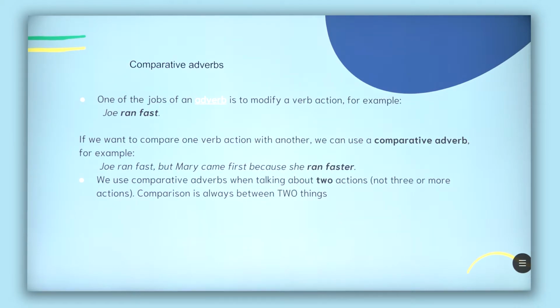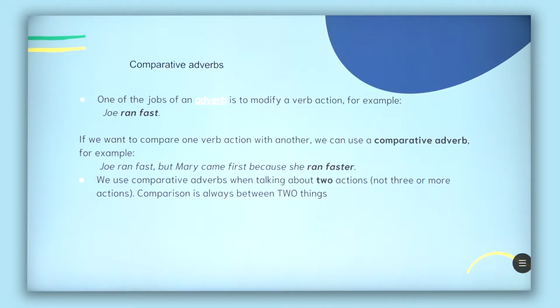We know that adverbs have also got the comparative degree. One of the jobs of an adverb is to modify a verb action. For example, Joey ran fast. Here we can see that it is showing in some kind of way the manner of how Joey ran. If we want to compare one verb action with another, we can use a comparative adverb.